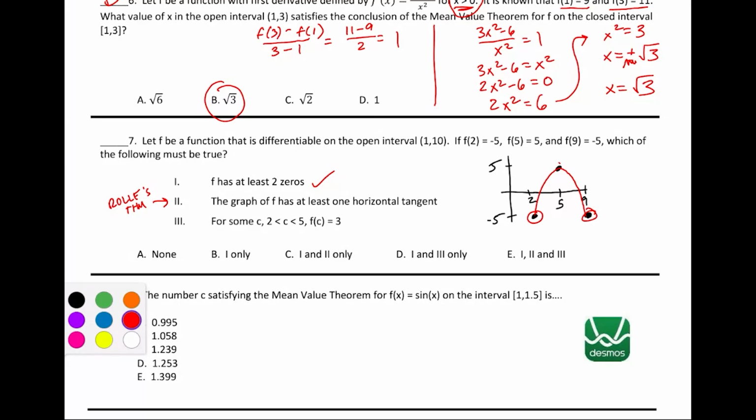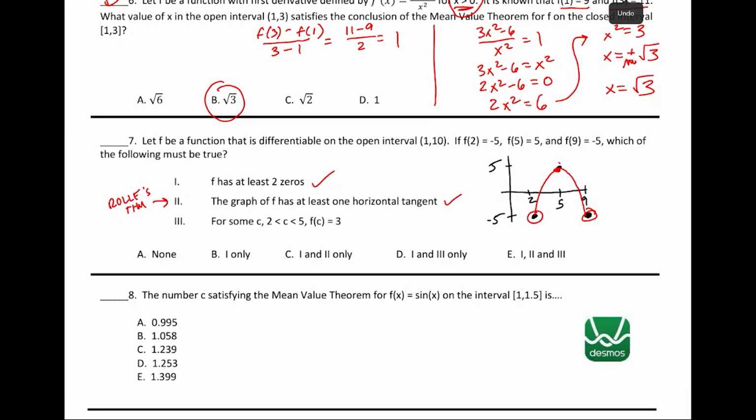We could sketch this in a different way, like maybe it's doing something like this. So not necessarily at x equals 5, but there is going to be some point where you have a horizontal tangent line. And that's, again, due to the mean value theorem, but more specifically Rolle's theorem, which is that special case where both outputs of the endpoints are equal. So 2 is going to be a true statement as well.